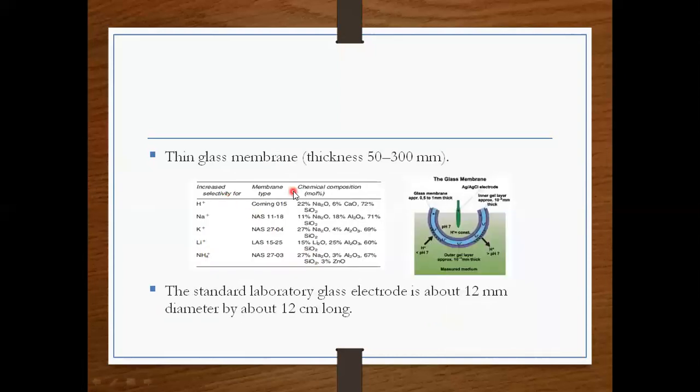The next one is the thin glass membrane. Its thickness ranges from 50 to 300 millimeter. The glass electrode is constructed with a pH sensitive thin glass membrane in the form of a dome, bulb, or somewhat flat surface at the immersing tip, fused at the end of the glass tube. In the diagram we have seen that the glass membrane has a dome shape.